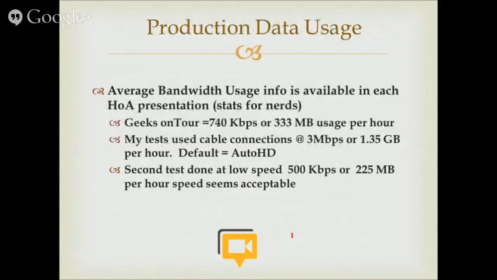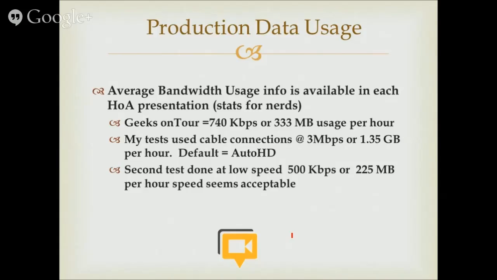Now, we've talked about bandwidth requirements in terms of kilobits or megabits per second. How does that equate to data usage? Well, if I were running a display that's, say, 640 by 360, I'm going to run somewhere between 600K and a megabit per second. So I checked some locations. When I looked at Geeks on Tour, they were averaging about 740 kilobits per second, or 333 megabytes of usage per hour.